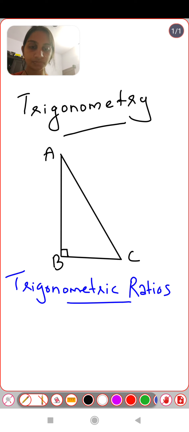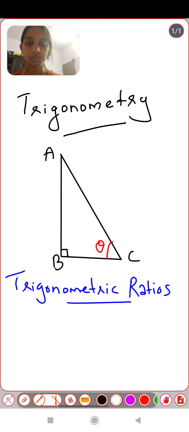Trigonometric ratios. For that, first I am going to consider an angle of this right angled triangle, angle C, and I am going to name it as angle theta. Now we can see what the relation is between this angle and the other sides of this triangle. We know that this is a right angled triangle, and BC is the base, AB is the altitude, and AC is the hypotenuse.